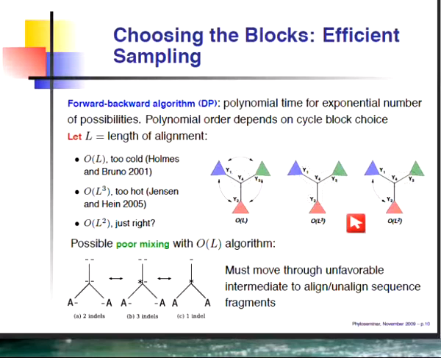If this is too hot and this is too cold, maybe there's something in the middle that's just right. And the idea behind this is instead of resampling the whole relationship amongst these 3 subtrees at the same time, we're going to leave the homology relationships amongst 2 of them fixed and just resample the relationship from the third to the first 2.